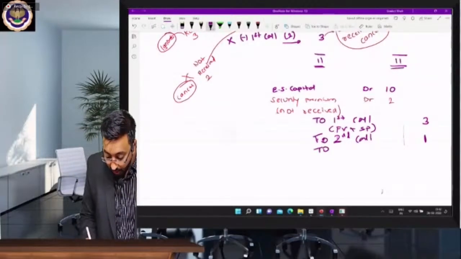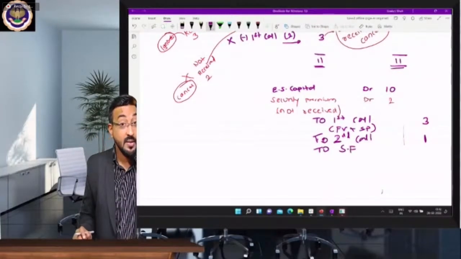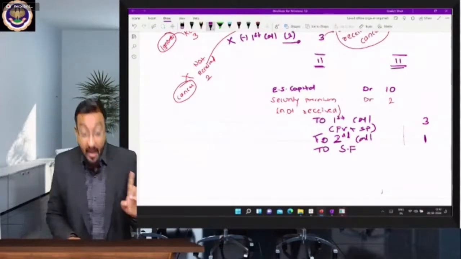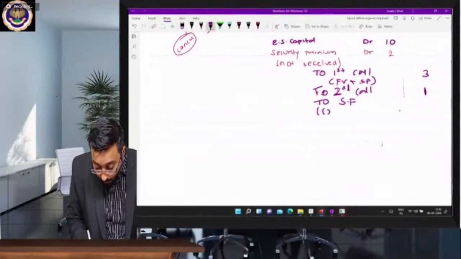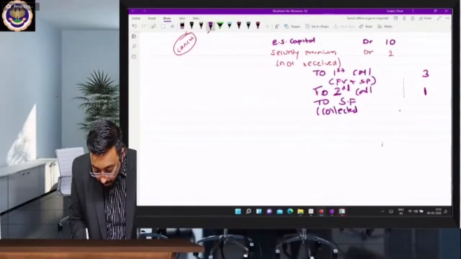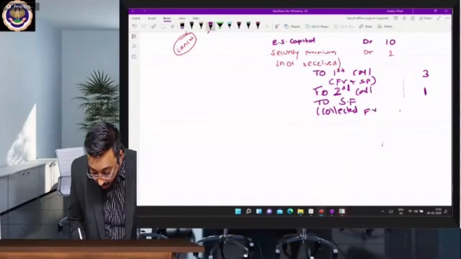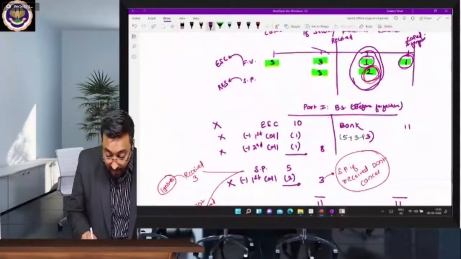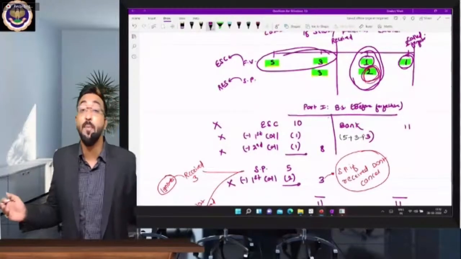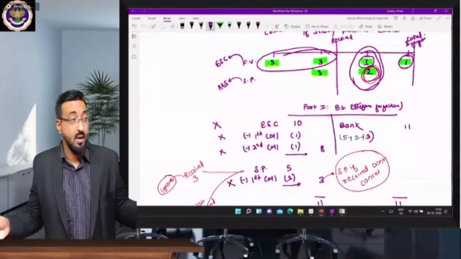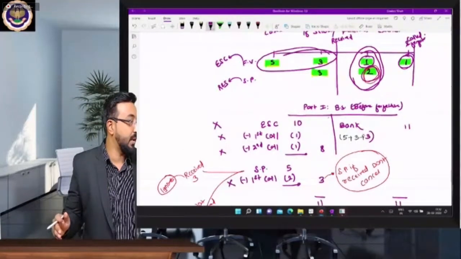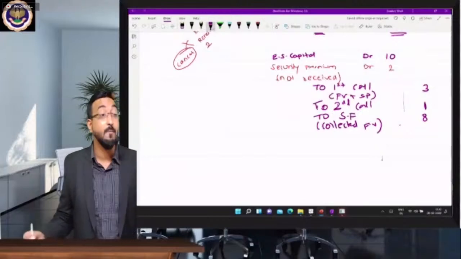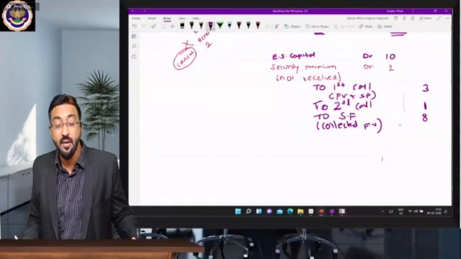And to shares forfeited. Now understand the term shares forfeited: that amount which is collected, but only the part of face value, not security premium. So collected, I will consider only face value, because the security premium I want to retain. I don't want to cancel that security premium. So in forfeited, which amount? Collected face value, that is 8.